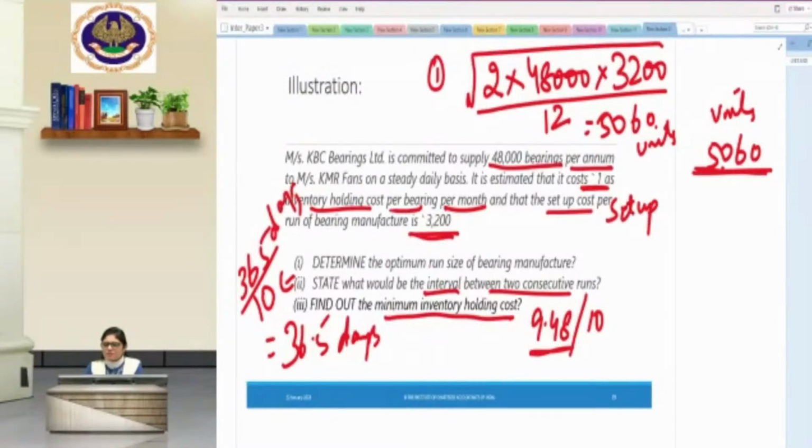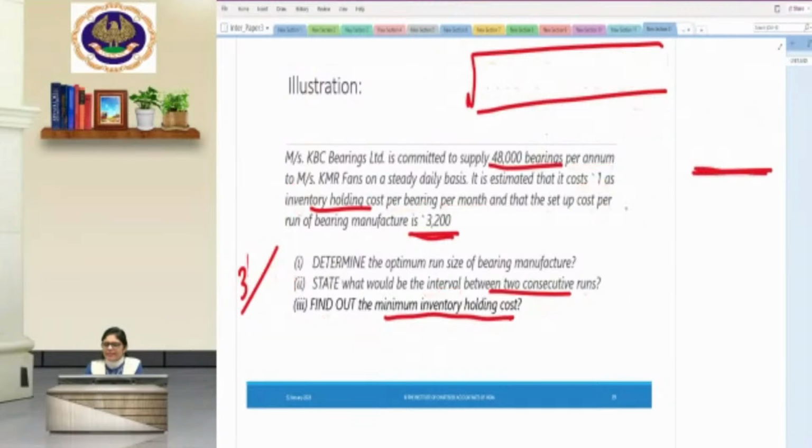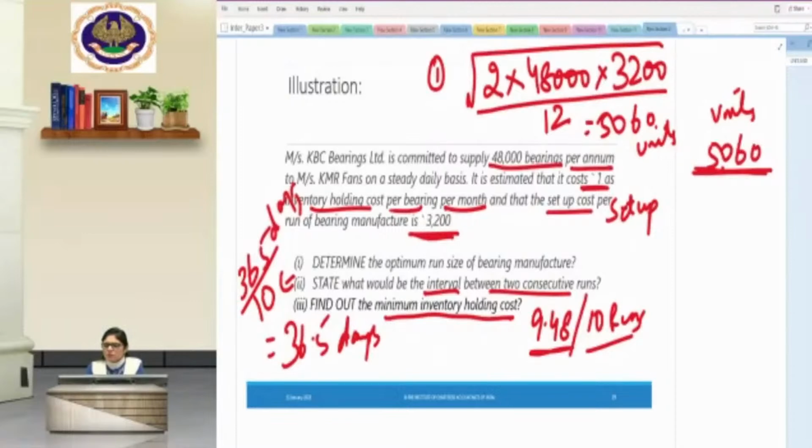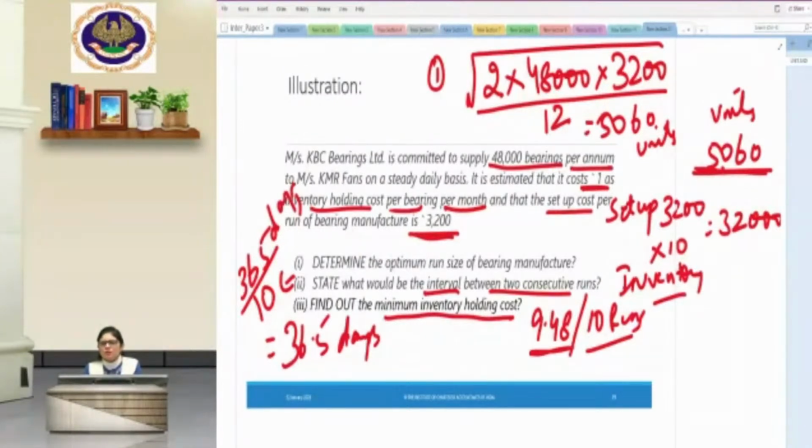How many runs do we require? We require 10 runs. And the cost per run is 3,200. Clear? So 3,200 per setup into 10 will be 32,000. Second is the inventory holding cost. It should be half of EBQ. So half of EBQ, 5060 divided by 2, into the carrying cost per bearing per annum.